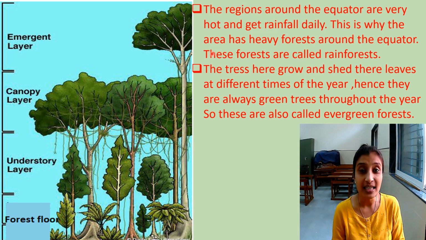Rainforests are divided into 4 layers, or they are also called stories. The first is the emergent layer, second the canopy layer, third the understory layer and the forest floor. Each layer receives a different amount of sunlight and rainfall. So different types of animals and plants are found in each layer.